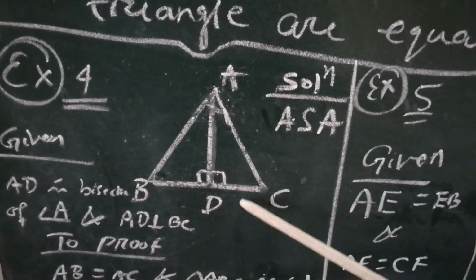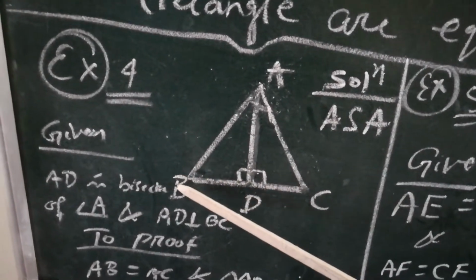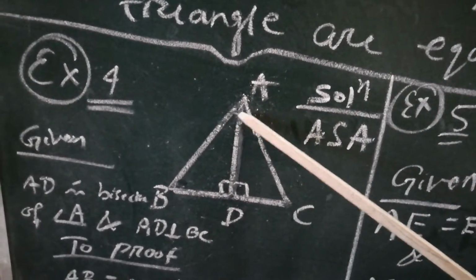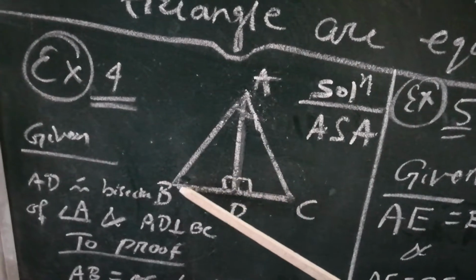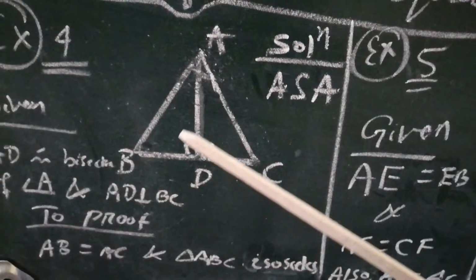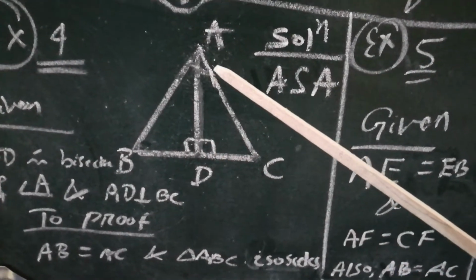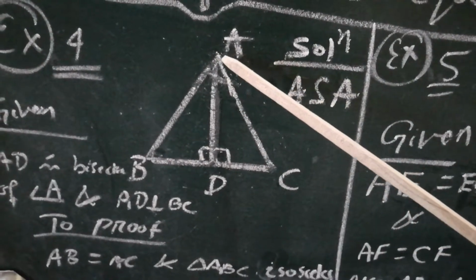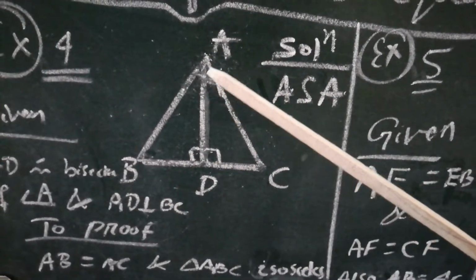The triangle is ABC. What is given? Given is AD is a bisector of angle A and AD is perpendicular to BC. Given is this much. Then what do we have to prove? We have to prove that AB equals AC and triangle ABC is isosceles.